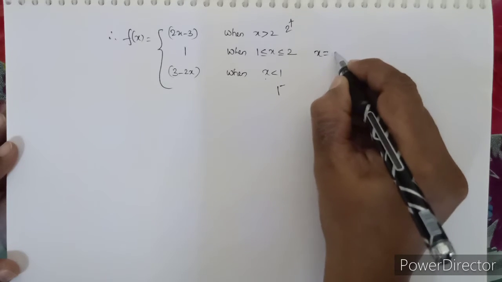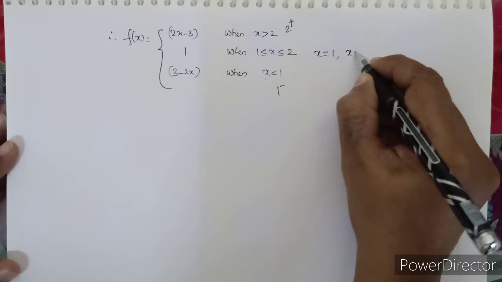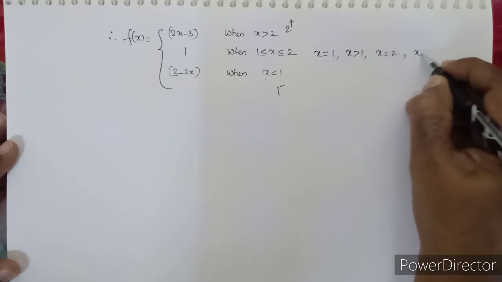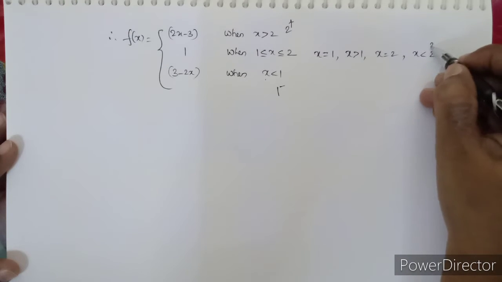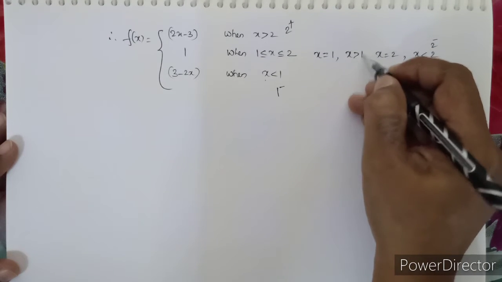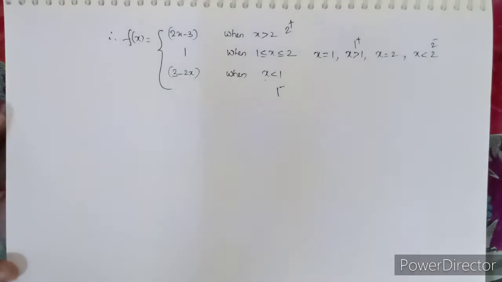X is equal to 1. X is greater than 1. X is equal to 2. X is less than 2. That means it is in the negative neighborhood of 2. It is 2 minus. It is x is greater than 1. That is in positive neighborhood of 1.